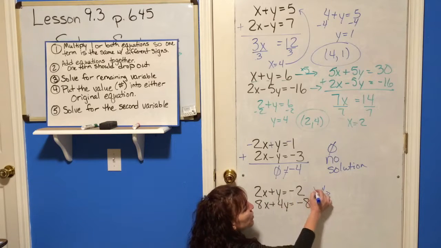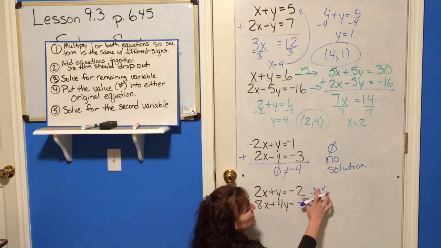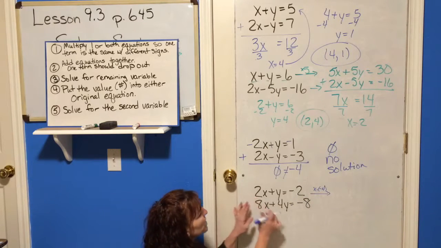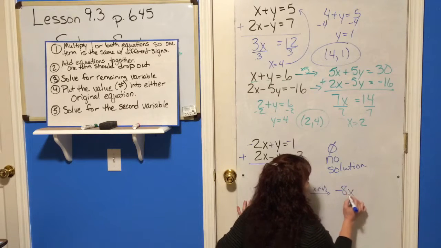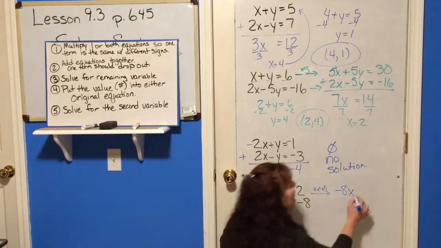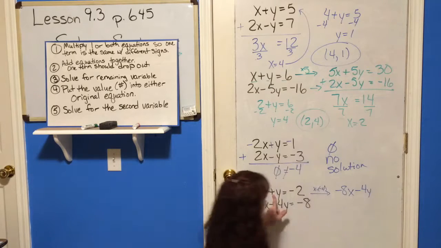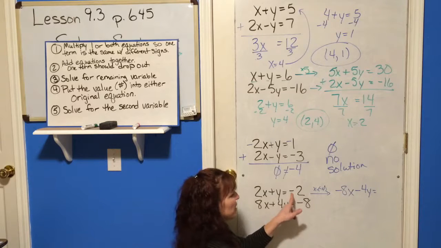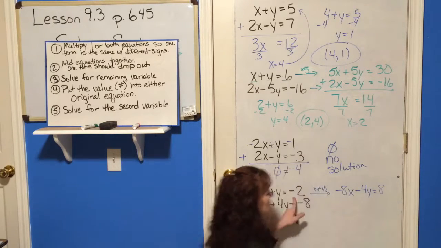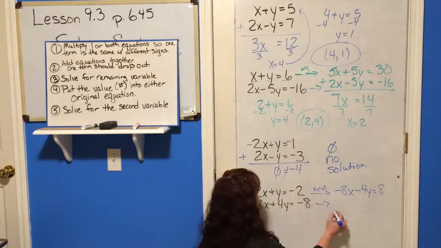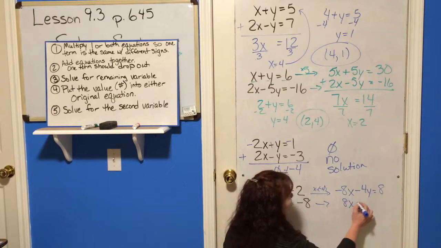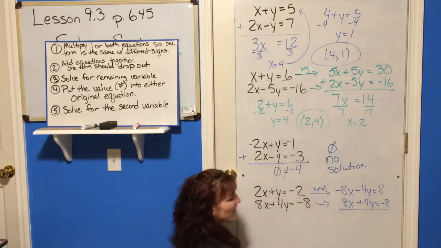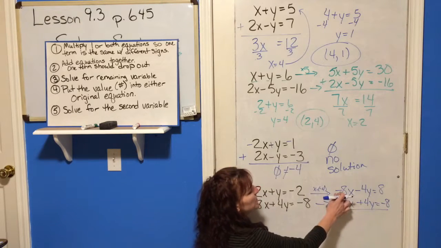So multiply by -4. Oh, that looks like x minus 4. Multiply by a -4. So -4 times 2 is -8x. -4 times y is -4y equals -4 times 2. Negative times a negative is a positive, +8. And then bring this one over just the way it is. 8x plus 4y equals -8. And just add them together and you can see what's coming, I think, huh?